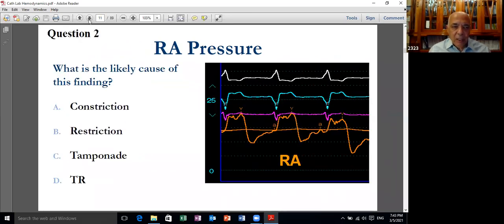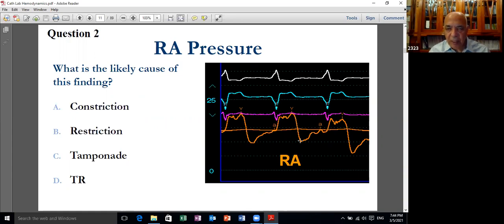Now, another question: what's the likely cause of this finding? Look at the right atrial pressure waveform. Is that a picture of restriction, constriction, tamponade, or tricuspid regurgitation? If you look into this, there is an attenuated A wave and there is a CV wave inscription. So this is a monophasic wave, and this is very characteristic of tricuspid regurgitation with a rapid wide descent.